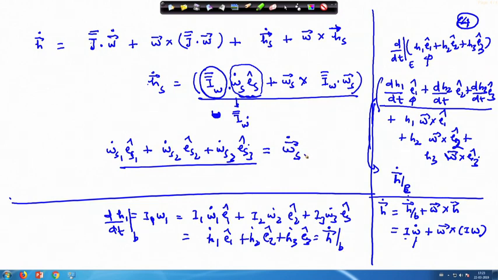So if we go back, I hope this is clear, because I am not available to interact with you at this stage, but it is straightforward, and this part simply gives rise to the omega cross h part. So this part is your omega dot s. This can be written like this, and this part we have already written like this.